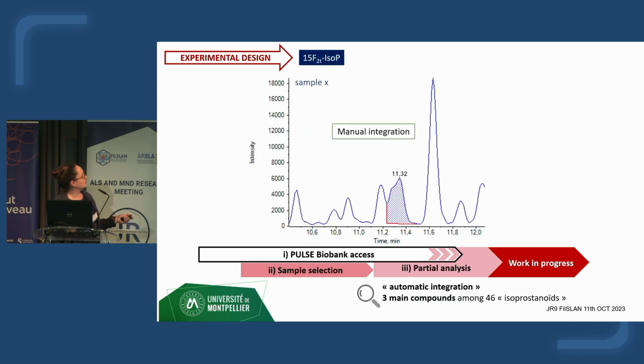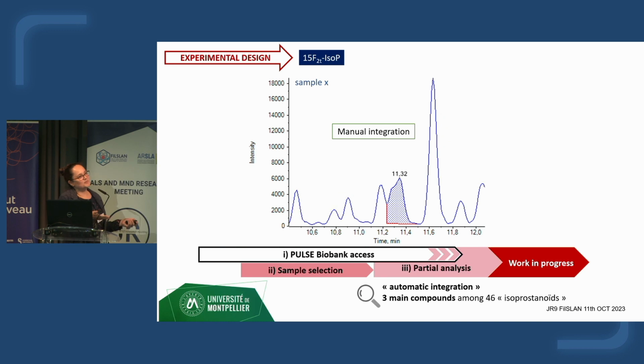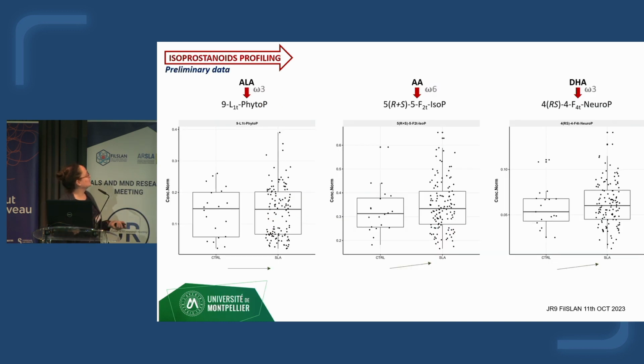And I show you here an example of a chromatogram, and you can see here interfering peaks. And in this condition, it's better to perform a manual integration. So this is the reason why we've got few data for the moment.